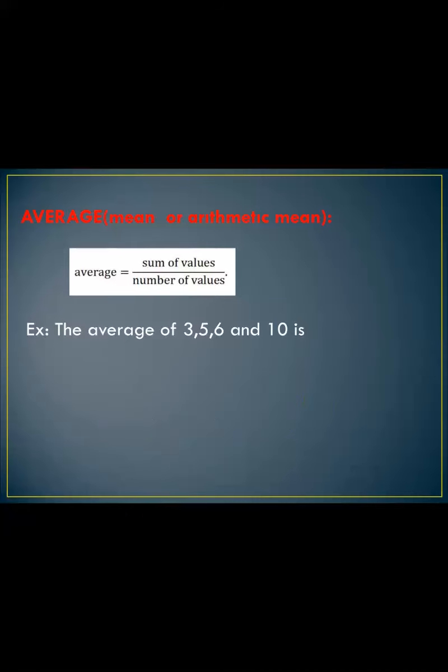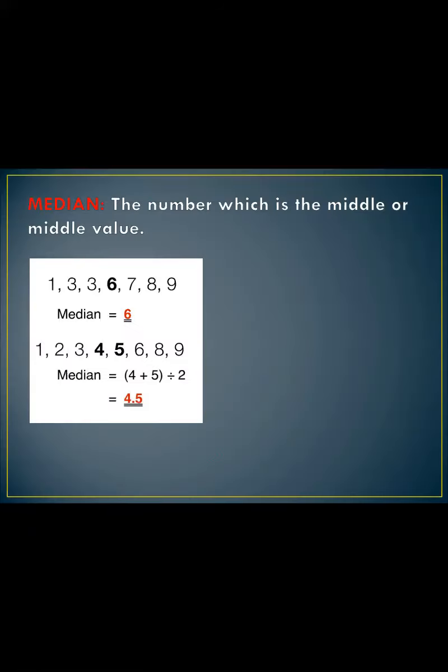Next, the definition of median: the number which is the middle value. Look at these two examples. In the first one, you have 7 values. So from them, what is the middle? The middle is 6. So the median is 6.